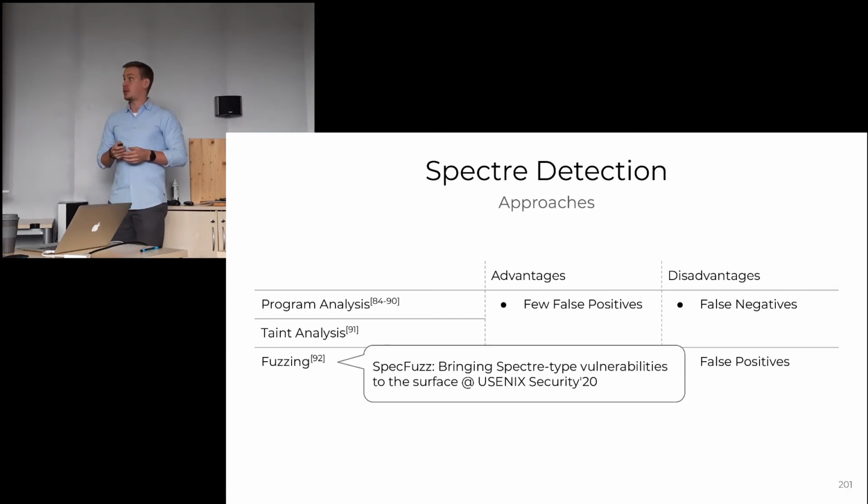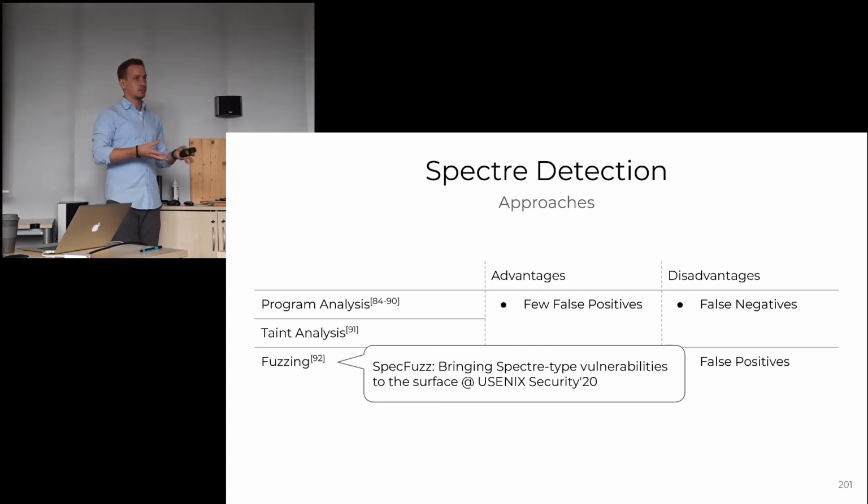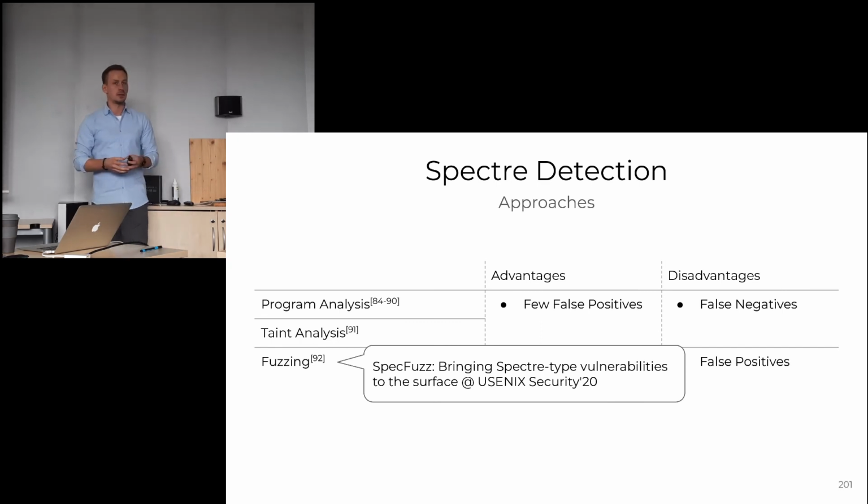We also had a paper here. We tried to use fuzzing to detect these types of vulnerabilities. We had good results from the perspective of false negatives, but we also had some false alarms. It detected, as far as we know, all the vulnerabilities, but it also reported many instances that were actually not vulnerable, or, well, it's arguable, but we can call them false positives as well. So there are some trade-offs here.